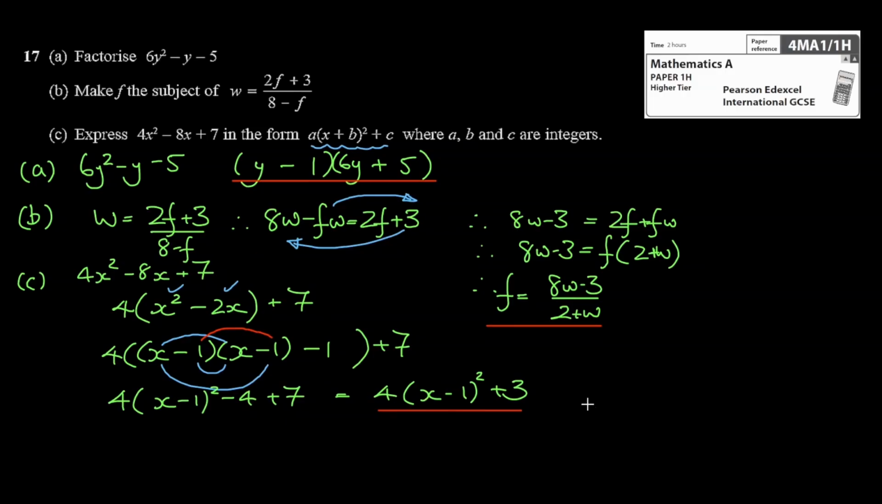But just to be absolutely certain, we've got A is equal to 4, B is equal to negative 1, and C is equal to 3. There it is.